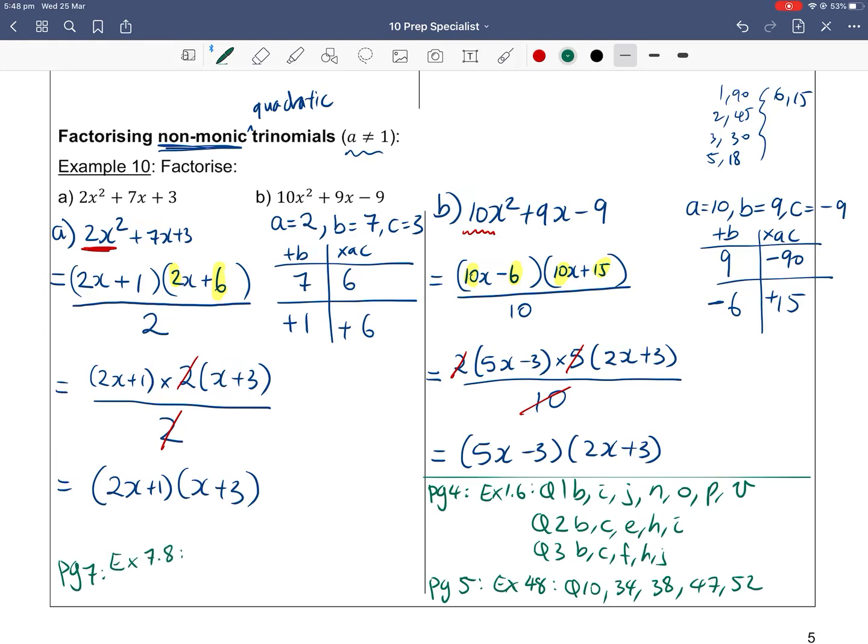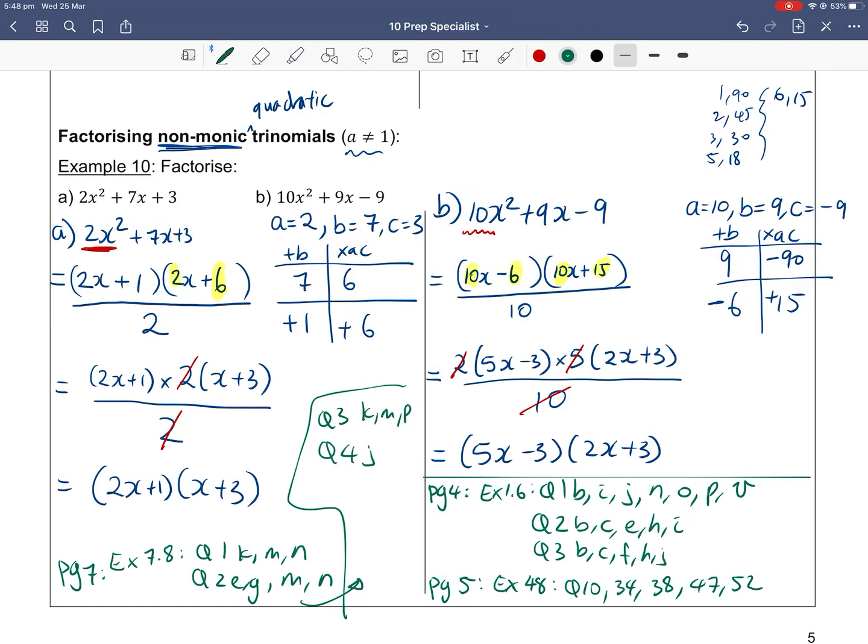Exercise 7.8, question 1, K, M, N, question 2, E, G, M, N, question 3, K, M, P, question 4, J, and question 5, I.